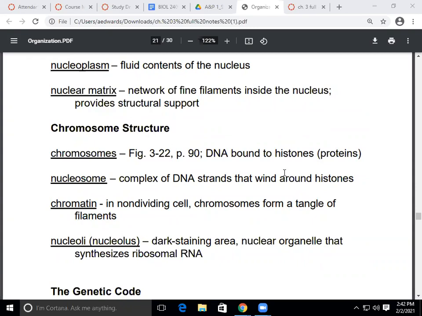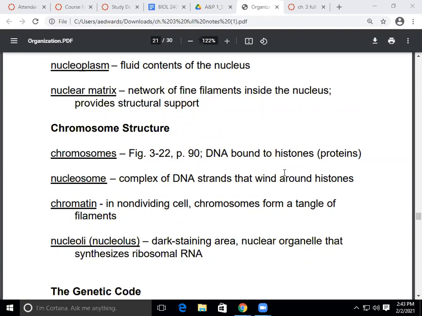All right, the nucleosome is essentially a complex of DNA strands that are wound around histone proteins. Okay, now your chromatin is basically what happens in non-dividing cells. So your chromosomes are tangled up in these filaments. So that's what you have when your cell is not dividing. When your cell is dividing, it forms the chromosomes. Okay, so chromatin is the DNA when your cells are not dividing. Chromosomes are when they are dividing.